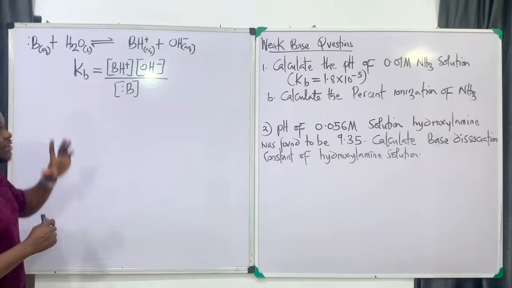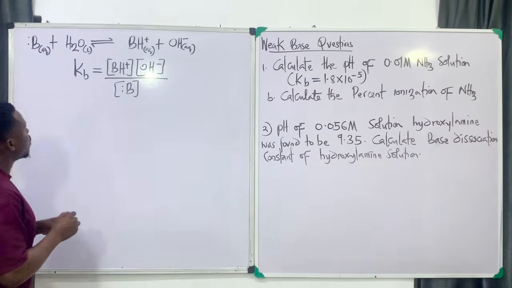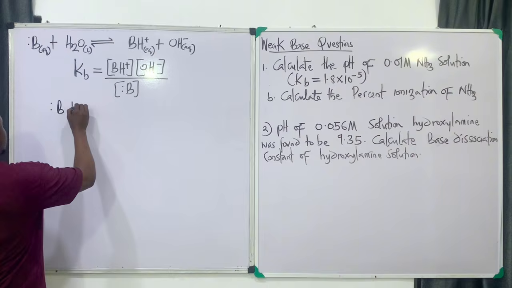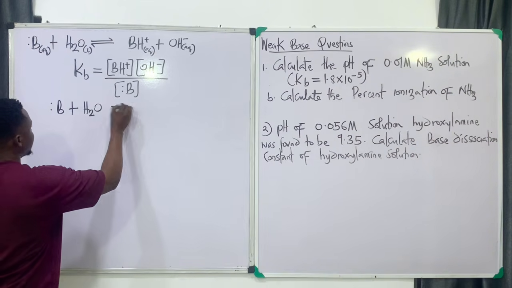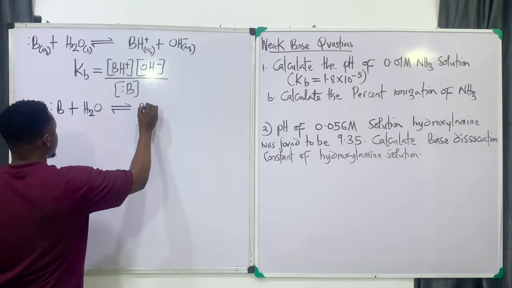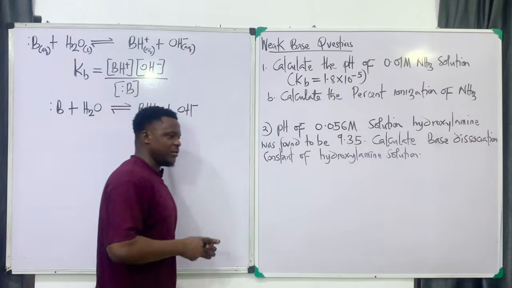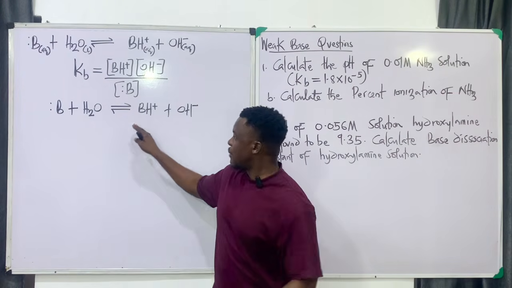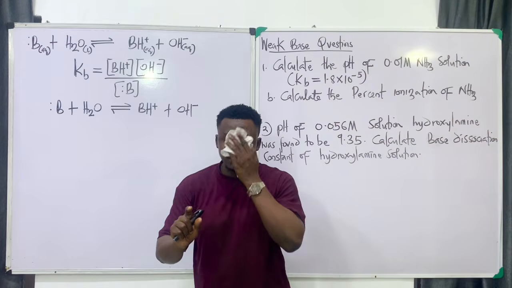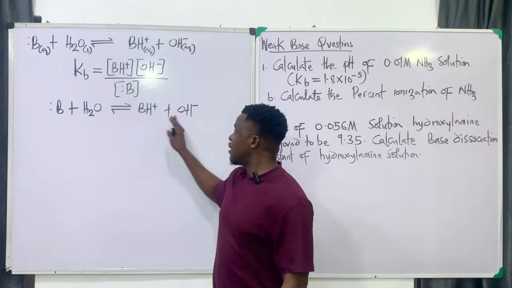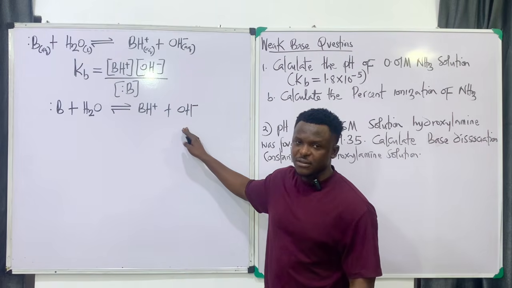So we're going to follow that same pattern, the shorter method. So here, sorry, I want to rewrite this. So this is B plus water. I want you to observe something. In the case of a weak acid, the product contains H plus or H3O plus, whereas in the case of a weak base, the product contains OH minus, right?